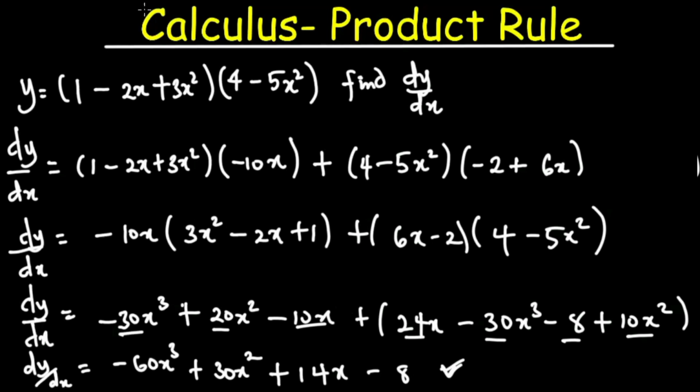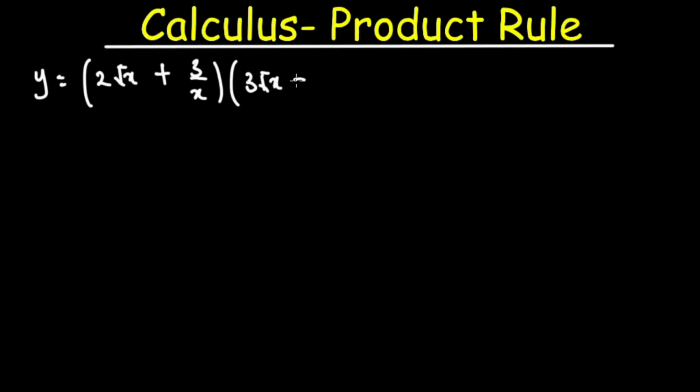Let's look at one more question. Alright, this one says that if y is equal to 2 root x plus 3 over x multiplied by 3 root x minus 2 over x, find dy/dx.